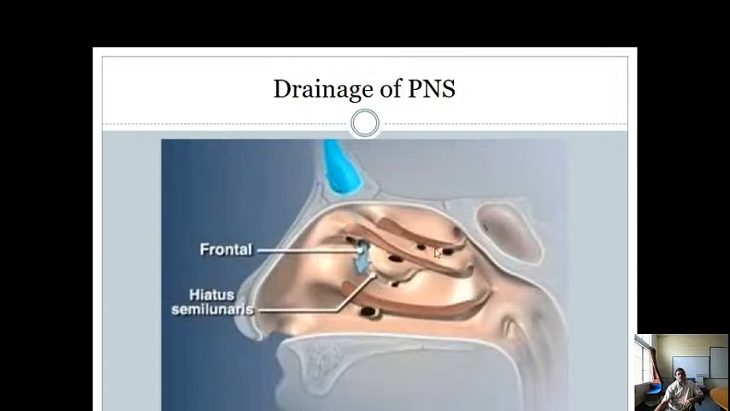Then you have the posterior group of sinuses, which are the posterior ethmoidal and the sphenoidal sinuses. Now, the posterior ethmoidal sinuses are the ones which drain into the superior meatus, that is the space between the superior turbinate and the middle turbinate. And the sphenoid sinus drains into the recess called the sphenoethmoidal recess. As you know, the middle turbinate and the superior turbinate are parts of the ethmoid bone.